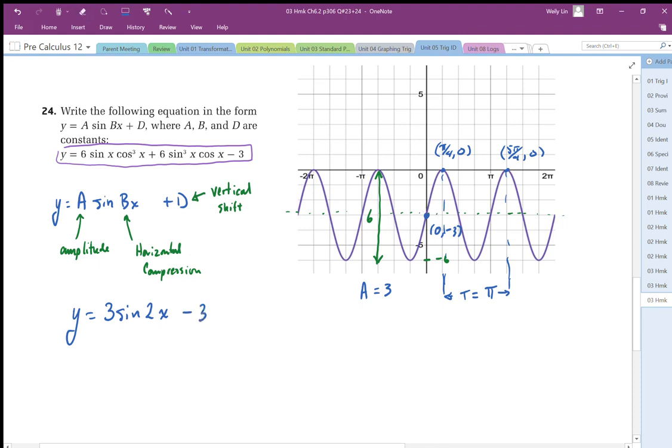And so by looking at the function and some key parts of the function, we can relate it back to this general form of our sine function here.